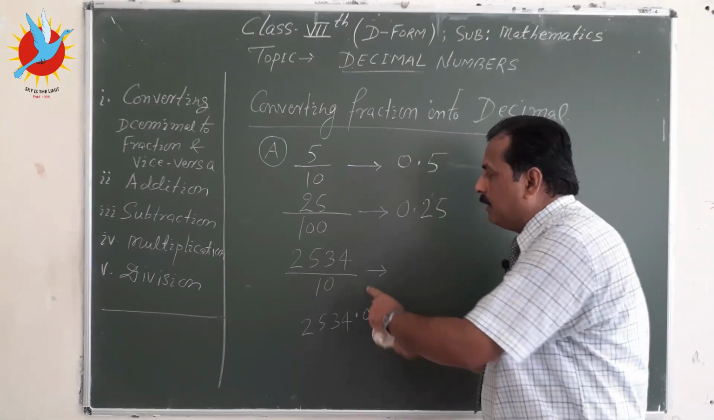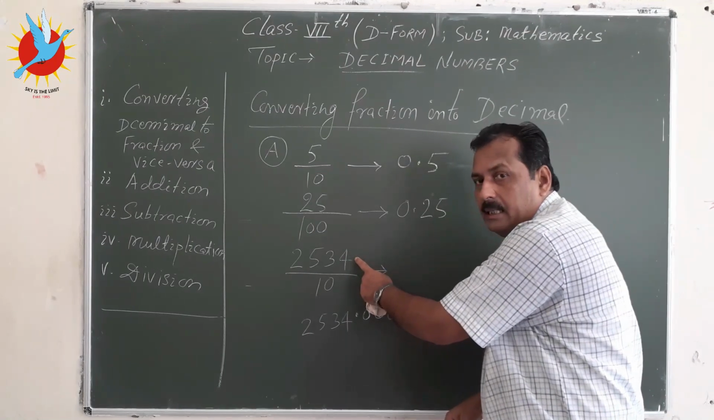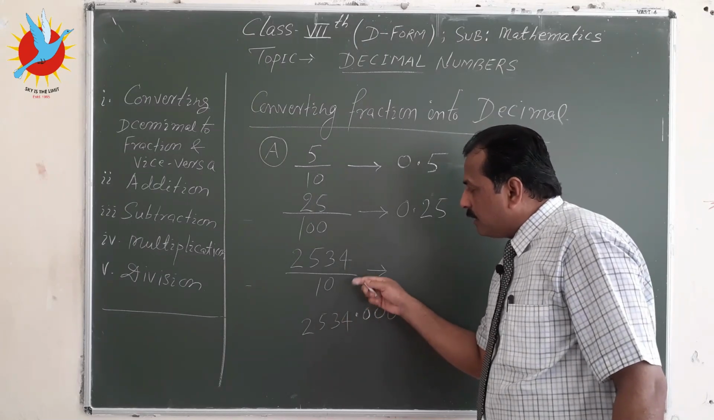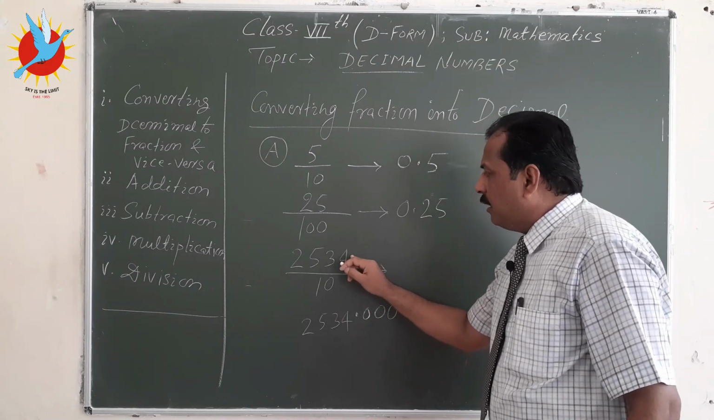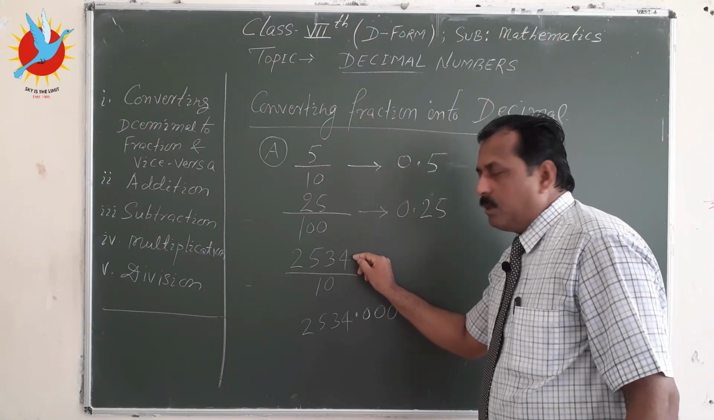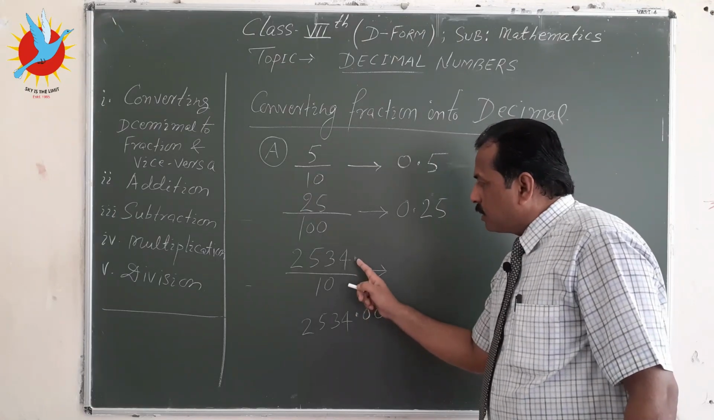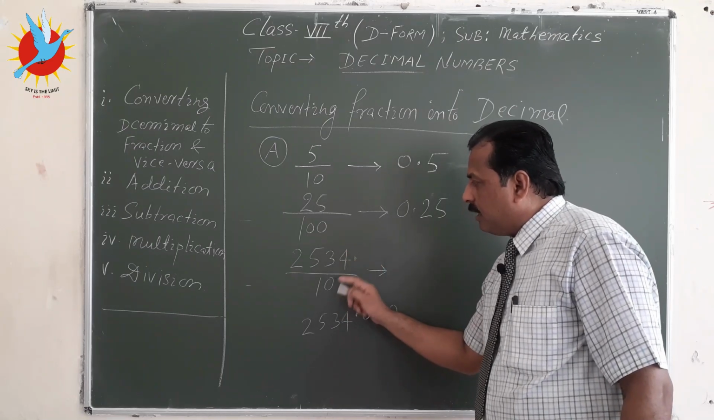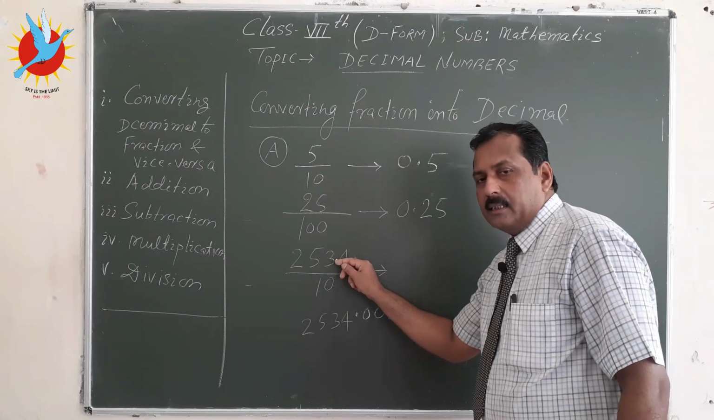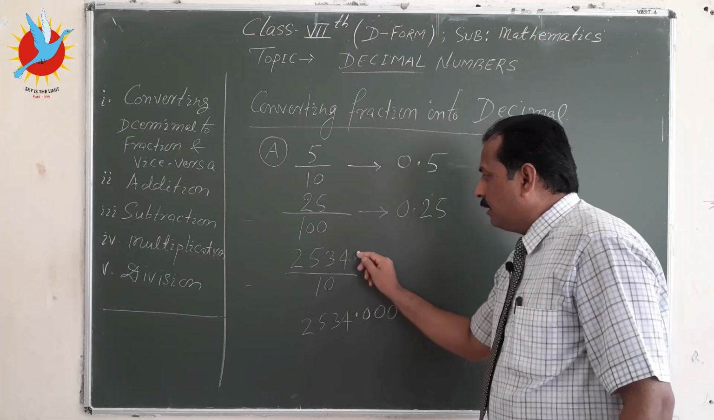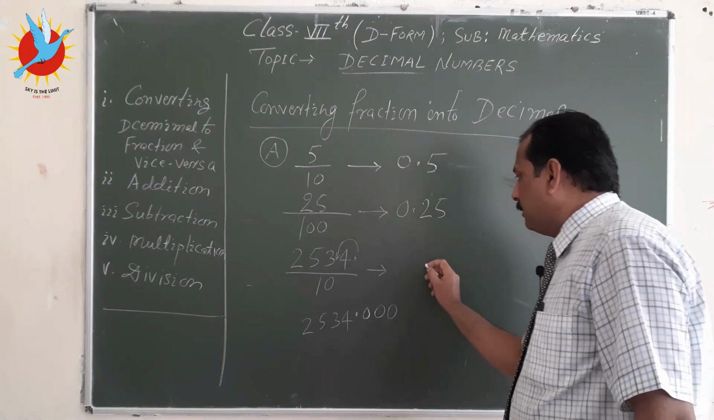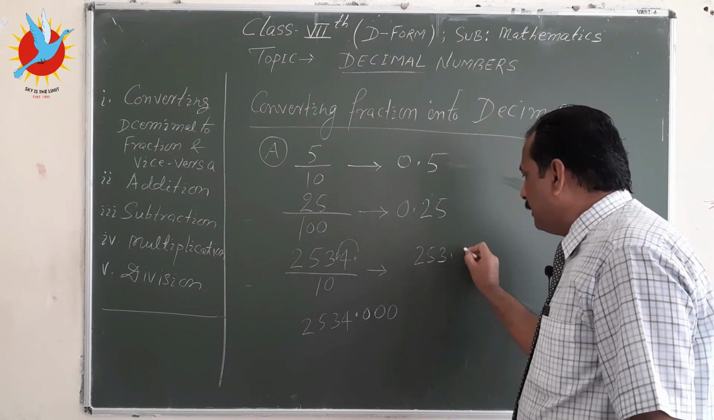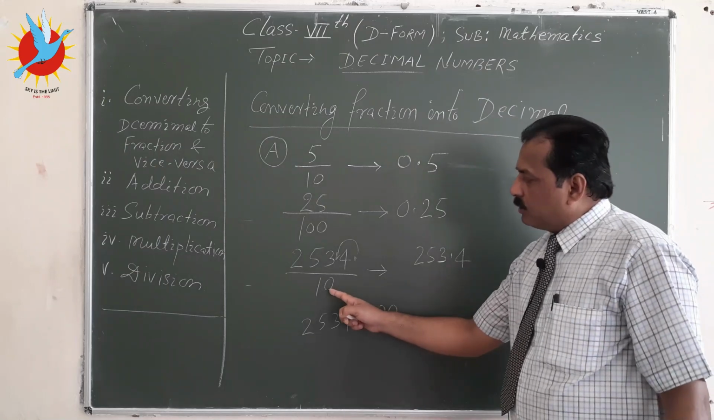This means, let me make it clear that in 2534 we can understand that the decimal point is lying here. Because the denominator has one 0, this decimal is shifted. Let me put the decimal point here. Because this 0 is there, the decimal is shifted one digit to the left hand side, and then this becomes 253.4. So try to get the pattern.